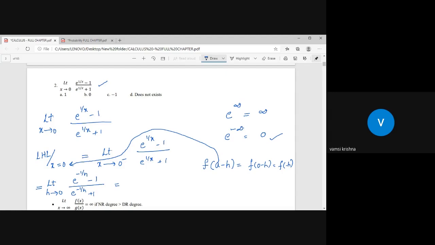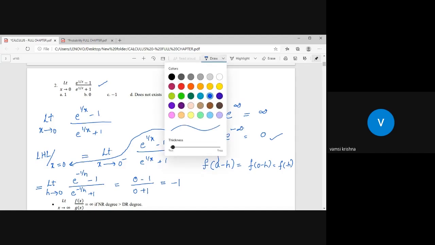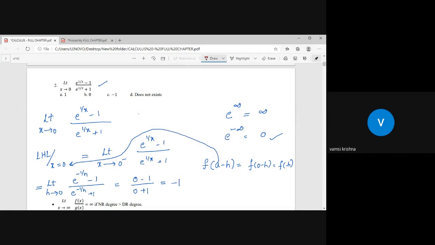So I substitute the value, so I don't write the limit. I will directly write the answer, f of a, that is 0 minus 1 by 0 plus 1, that is equal to minus 1. So finally my left hand limit is minus 1. I hope in the same way you can understand the right hand limit also. I hope you can do that one also.